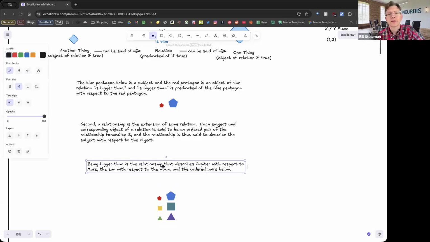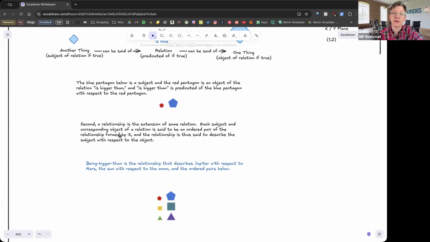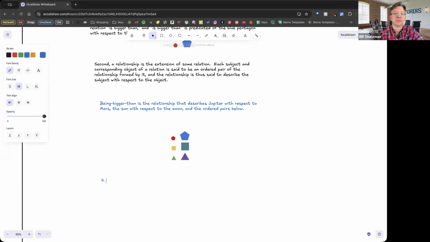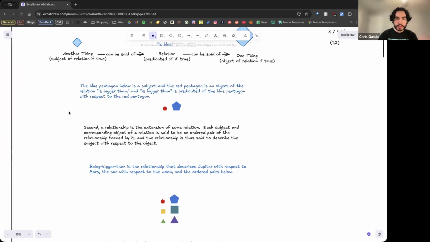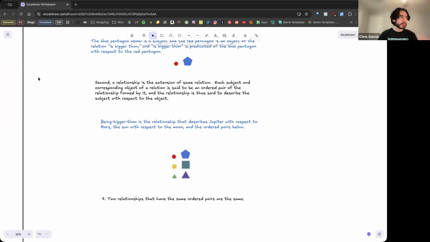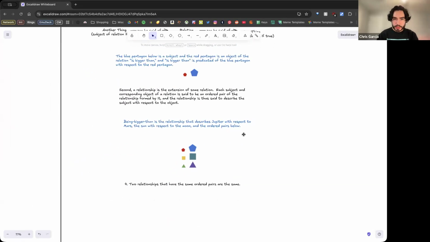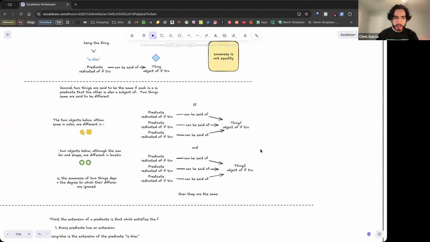I suppose this next line is also part of this section before we go on to third. So, two relationships that have the same ordered pairs are the same. Yes. Then black. Trying to do blue for supplementary material. Okay, so coming back to the next parallel.